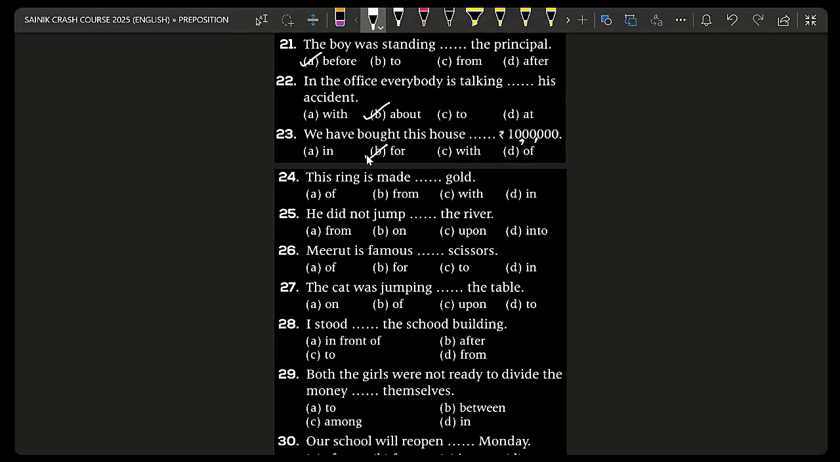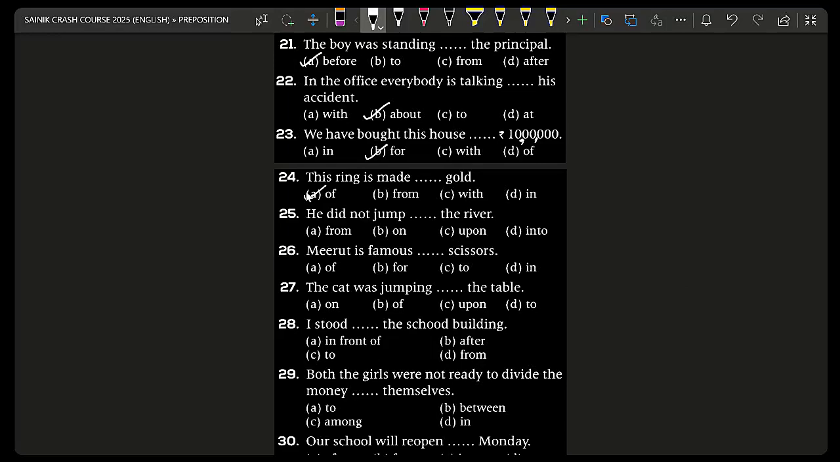This ring is made dash gold. Sir, with. No. Material noun. Before a material noun, we use which preposition? Gold is a material noun, right? Yes, sir. Then what is the preposition we have to use before a material noun? Sir, of. Yes, made of gold.